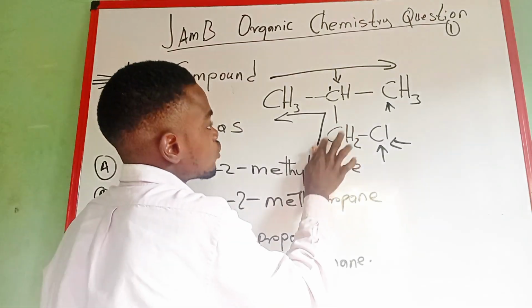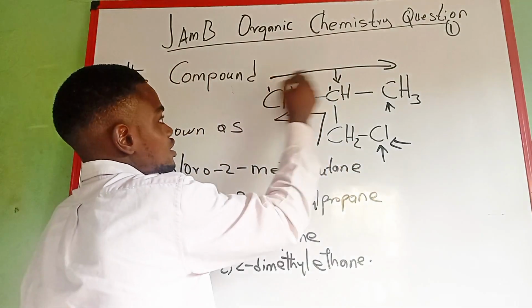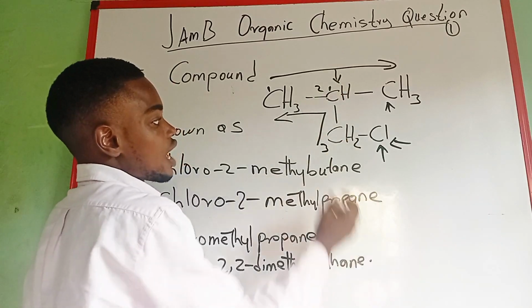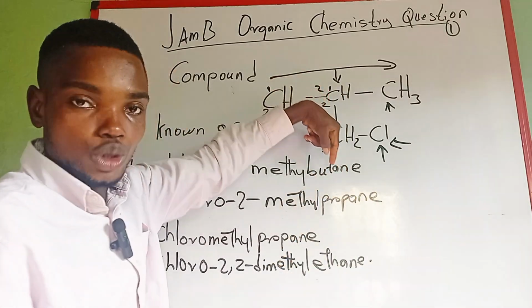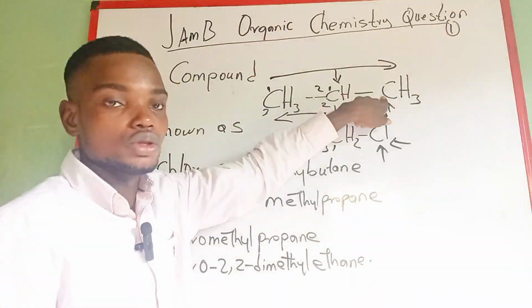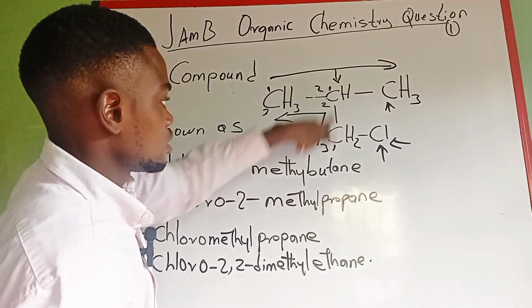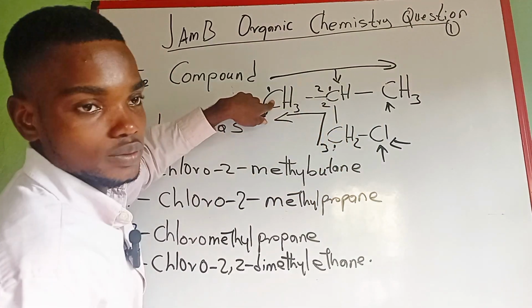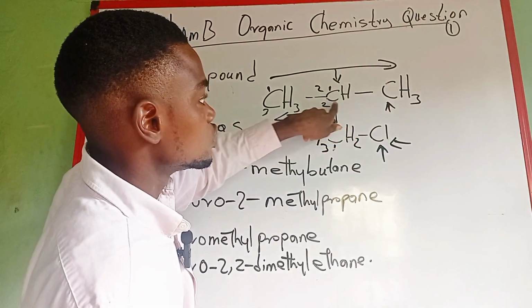So having known that we're going to follow this branch chain, which one are we going to start from? This is the first, second, and third. We can also have first, second, and third. So are we to follow this part or this part to number it? If you follow this part down here, this is going to be on carbon 2 and this is going to be on carbon 1. But if you follow this from here and go back to this place, you're going to have this carbon 1, this substituent, and this one on carbon 2.